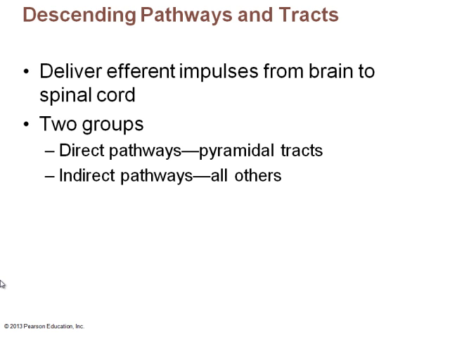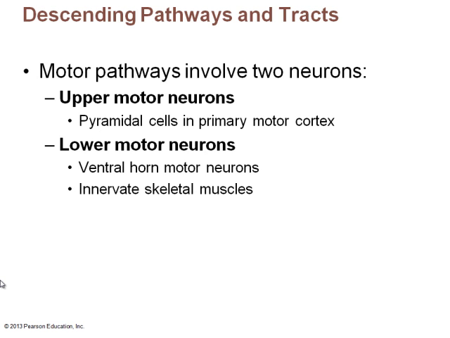Deliver efferent impulses from the brain to the spinal cord are descending pathways and tracts. These are motor. So now I need a result. Now I need to react to the stimulus. Two groups, direct pathway, the hardwired guy, or the indirect pathway. So we have information going out now in a descending pathway or tract. So motor pathways involve two neurons. Motor information coming from processing is going to be handed off by an upper motor neuron, and that's from the motor cortex. That's after I process, now I have to send motor out.